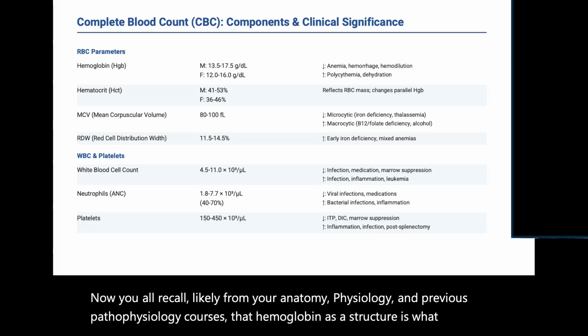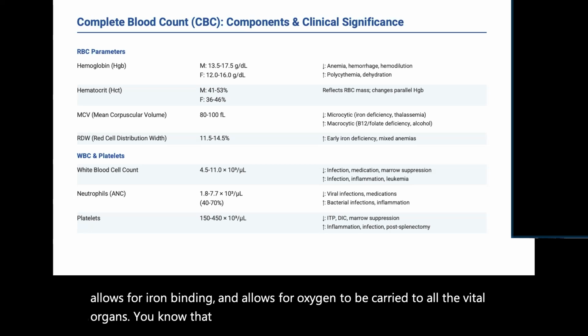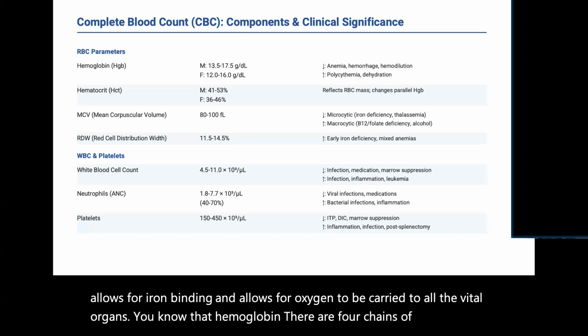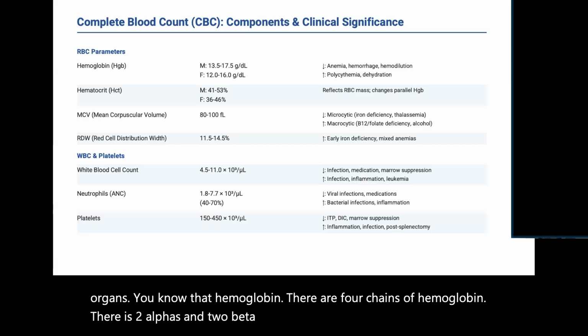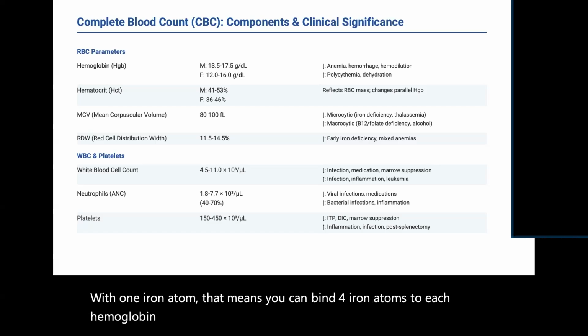carries, allows for iron binding and allows for oxygen to be carried to all the vital organs. You know that hemoglobin has four chains. There's two alphas and two beta chains, and each chain has a heme group, well, with one iron atom. That means you can bind four iron atoms to each hemoglobin. That ratio matters, especially when you notice, well, your hemoglobin's normal and you look cherry red.